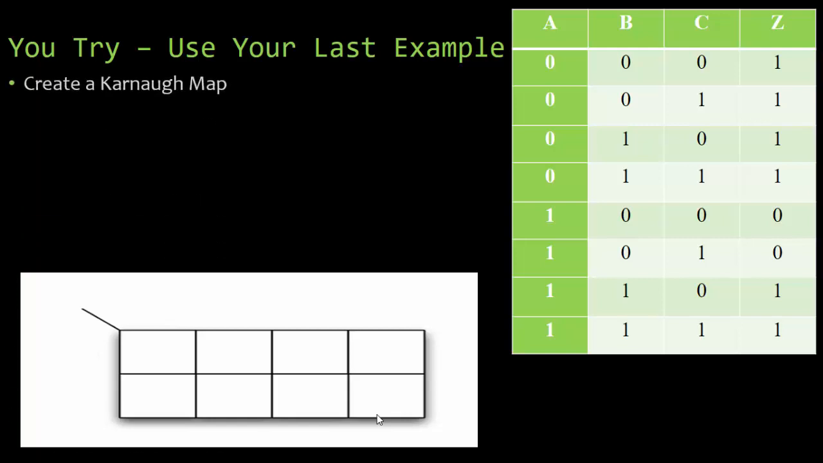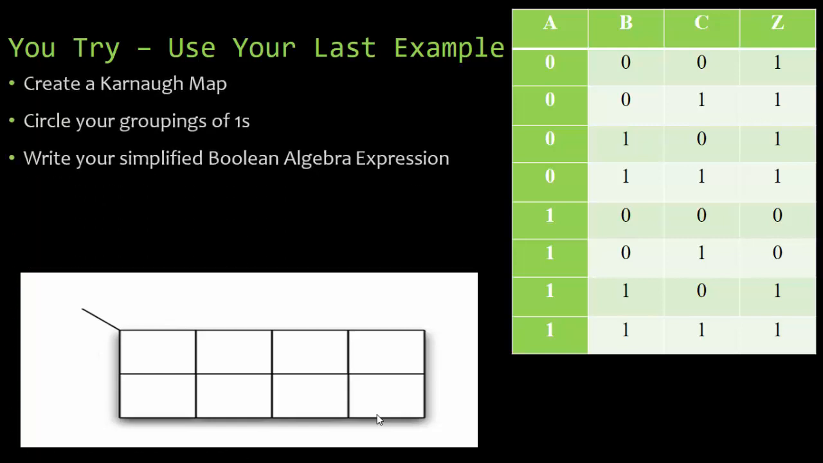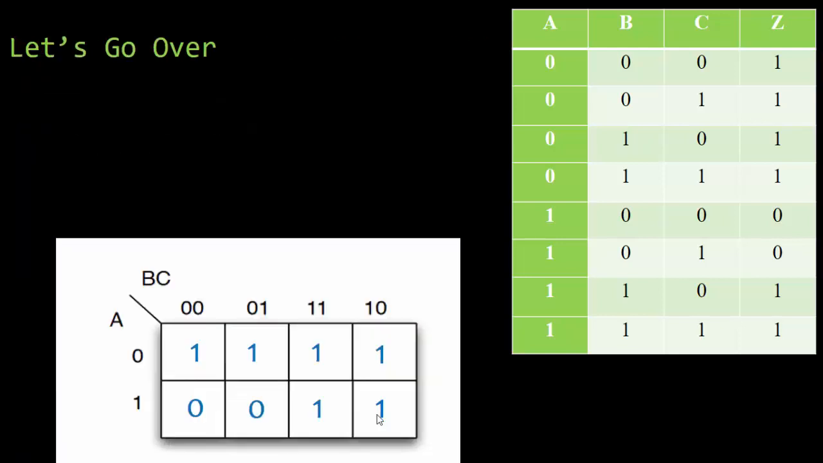Okay, so you're going to create a Karnaugh map, circle your grouping of ones, write your simplified Boolean algebra expression. If you followed those steps, then you are good to go. You completed the entire K-map. So let's go over this. This is how I set mine up, A, B, C. That's how I set mine up. And then, using my truth table, I was able to fill this in.